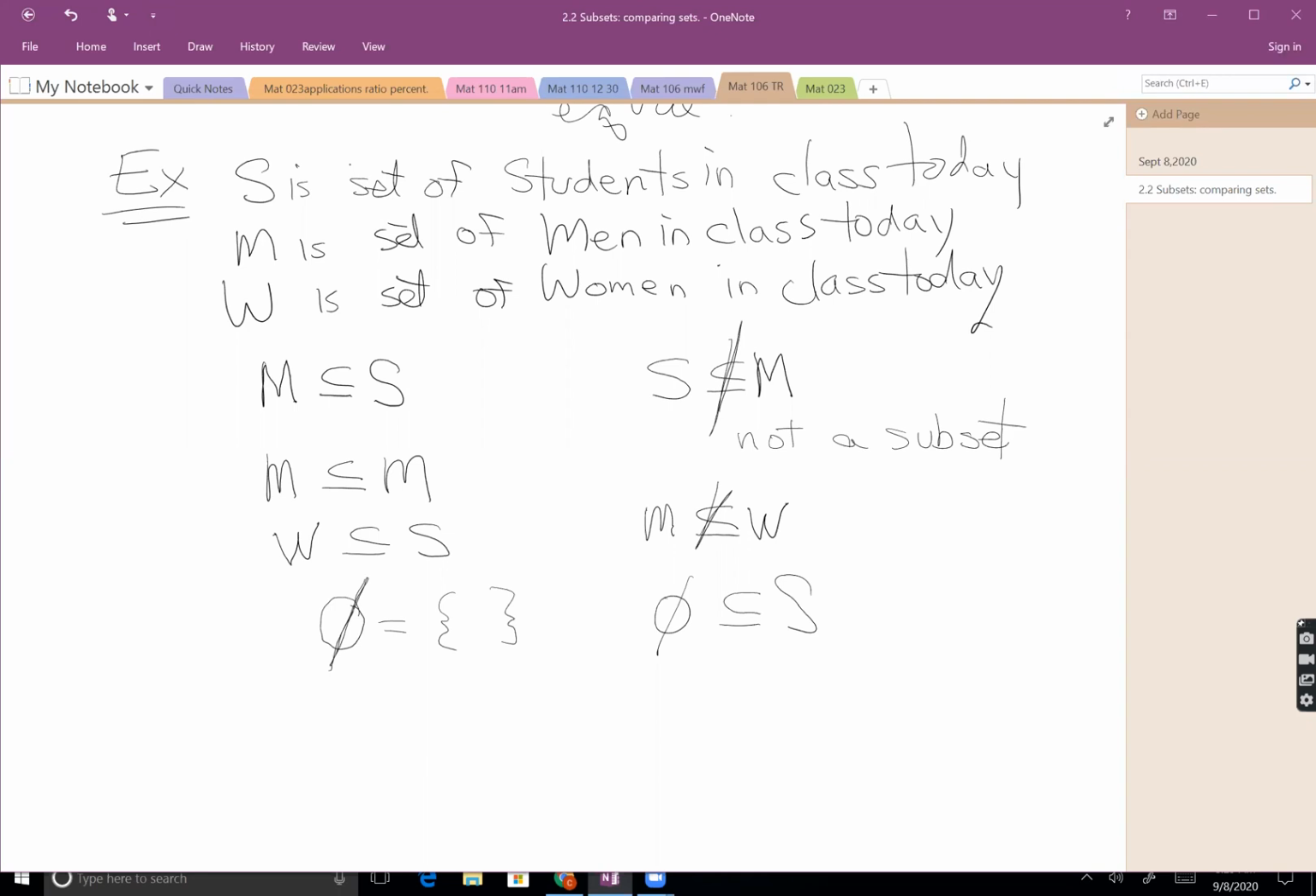So as a rule, I guess we can all remember this as a rule, empty sets are subsets of the set. The empty set is a subset of every set. Going up here, why was S not a subset of M? Because there were students that were not men. There was something in here that was not in there. There is nothing in the empty set that's not in class.